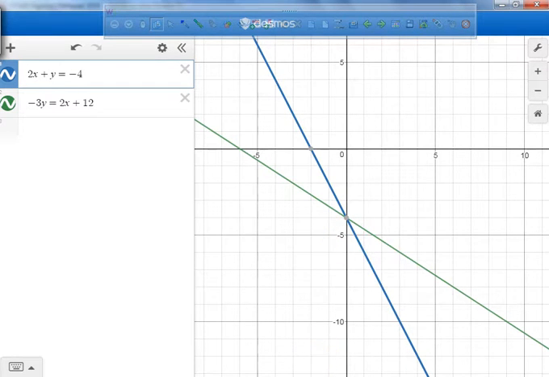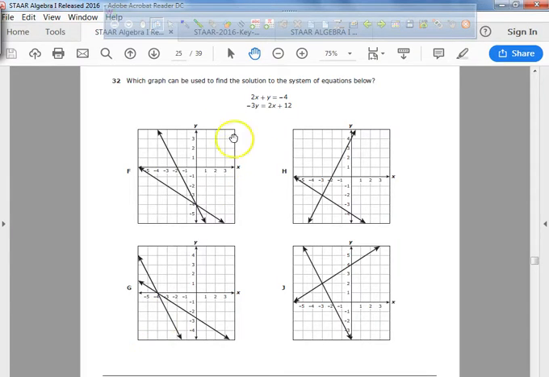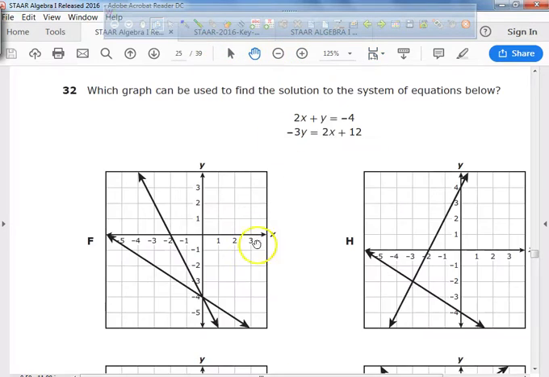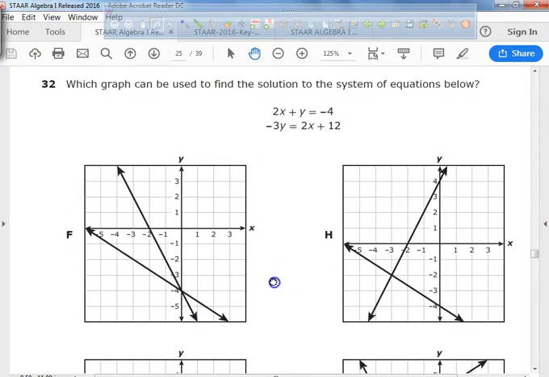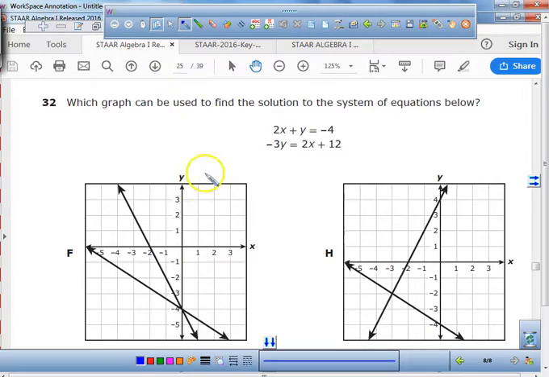All right, let's go back to our problem. You think you found it? I'm finding C, 0 negative 4 right there. So what's the answer? By the way, we really didn't do it by hand, did we? We just typed it into Desmos.